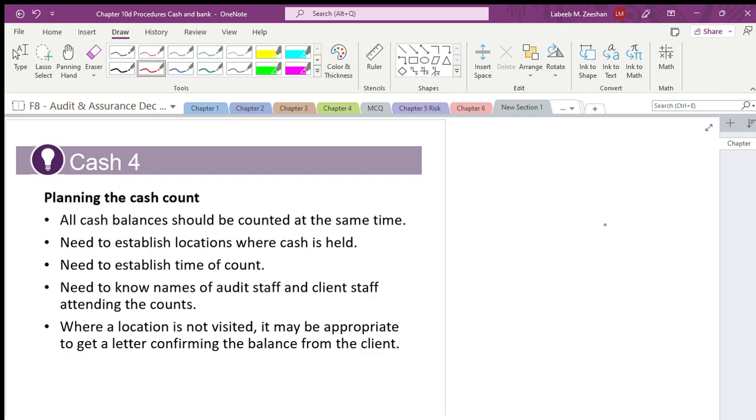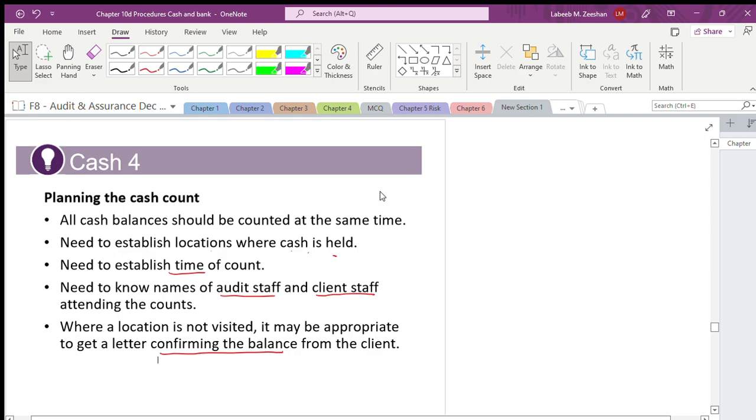All cash balances should be counted at the same time. Need to establish the locations where cash is held, the time of the count, and the names of the audit staff and the client staff, who is representing the audit and who is representing the client. Where a location is not visited, for example remote places, it may be appropriate to get a confirmation of the balance as on the date of audit.